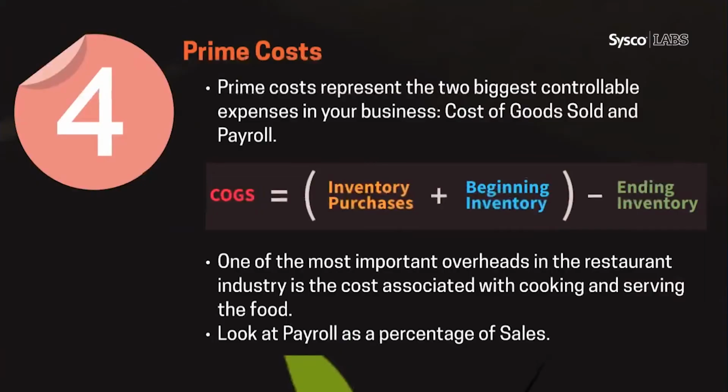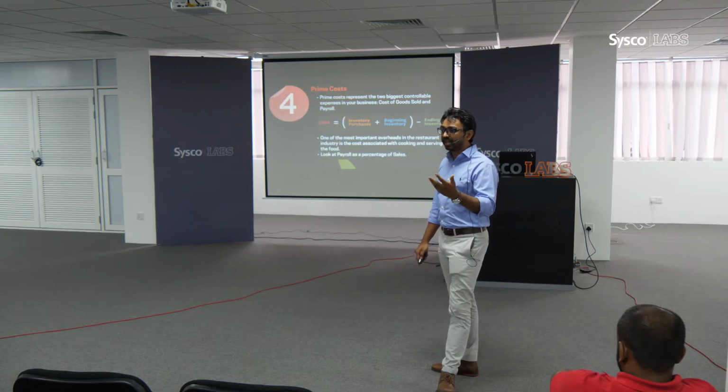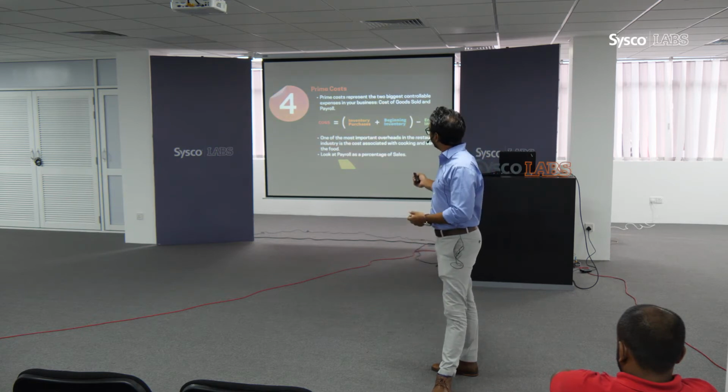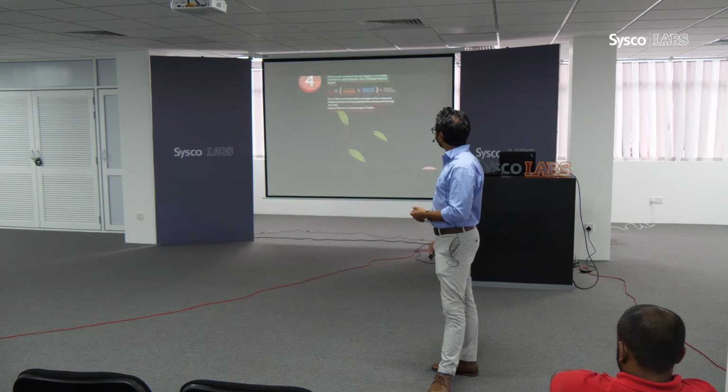Next one, prime costs. Prime costs talk about two things. One is the cost of goods sold. Naturally, as a restaurateur, you would want to know how much did I actually purchase over the last month, versus what is the cost of goods sold? And then the second part is the payroll. How much did you pay your employees to generate whatever revenue number? Those two things are important from a restaurant point of view to know your prime costs: how much you spent on cost of goods sold, on purchasing, as well as how much you are spending per employee. So prime costs are another key KPI for restaurants.